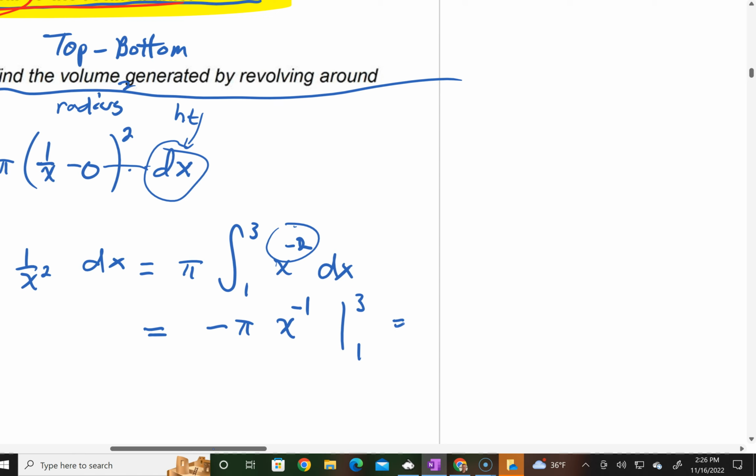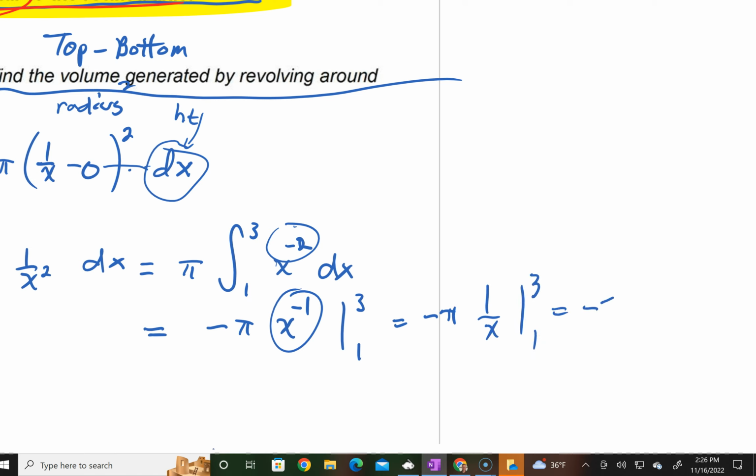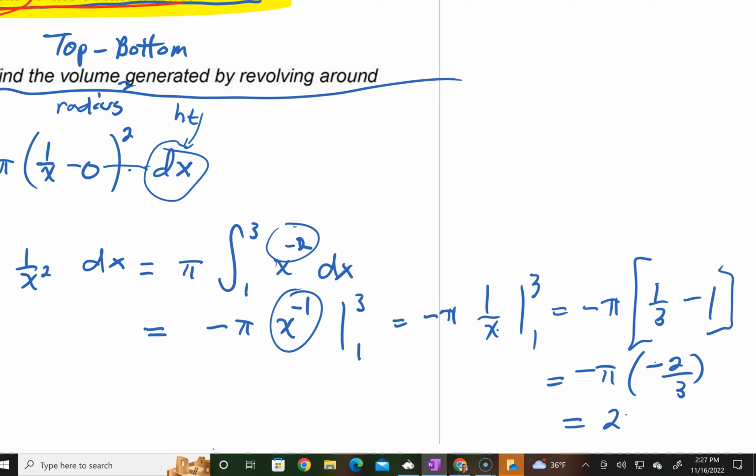Yeah, I know we've got negative pi out here, and then you could say x to the negative 1, well, that's 1 over x. And you'd say, well, hey, let's work this out. I've got negative pi. Now I go 1/3 minus, well, plug in your 1, you just get a 1. Oh my gosh, we are okay, aren't we? 1/3 minus 1 is negative 2/3. Multiply it together, you will get a positive 2 pi over 3.